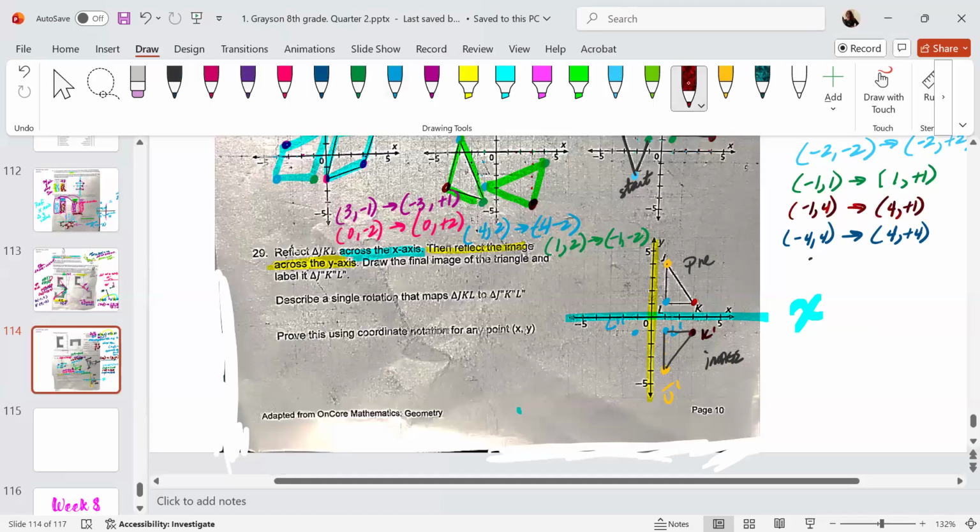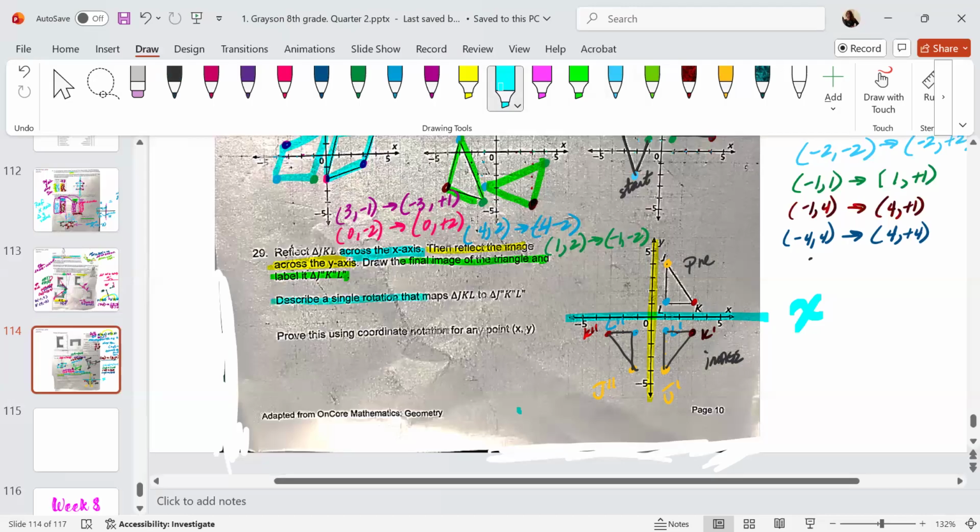K. Wait, 1, 2, 3. 1, 2, 3. So I'm a little bit off. That right there will be K double prime. Yeah. And then that'll be J double prime. Correct? Yeah. There you go. All right, now what? And then the last one, oh, we did already, correct? Yeah. We did it. All right, next one.